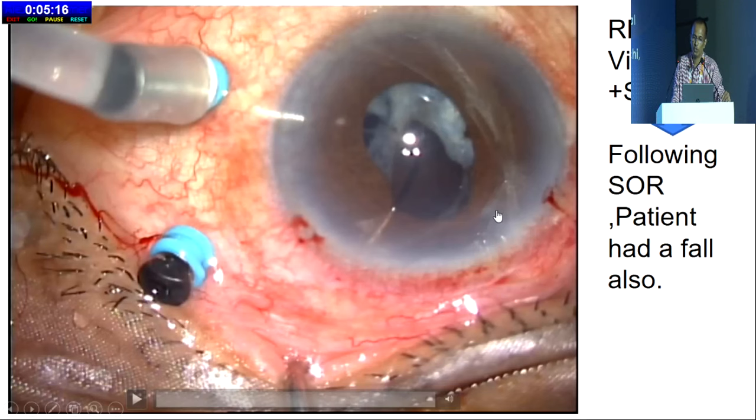This is another case where it was a vitrectomy done for an RRD, with silicone oil. Following the silicone oil removal, the patient came back with this sort of scenario. He had a fall also, so whether it happened during the oil removal or due to the fall, it was probably due to a combination. Now the IOL is in this sort of situation where you can see that the haptic is hooked on the iris and the optic is dangling down.